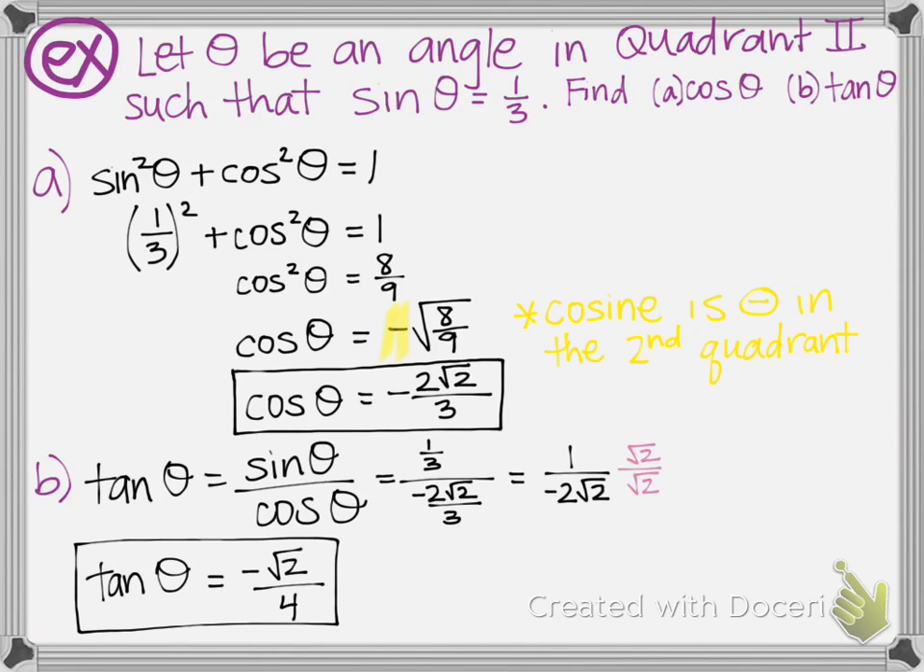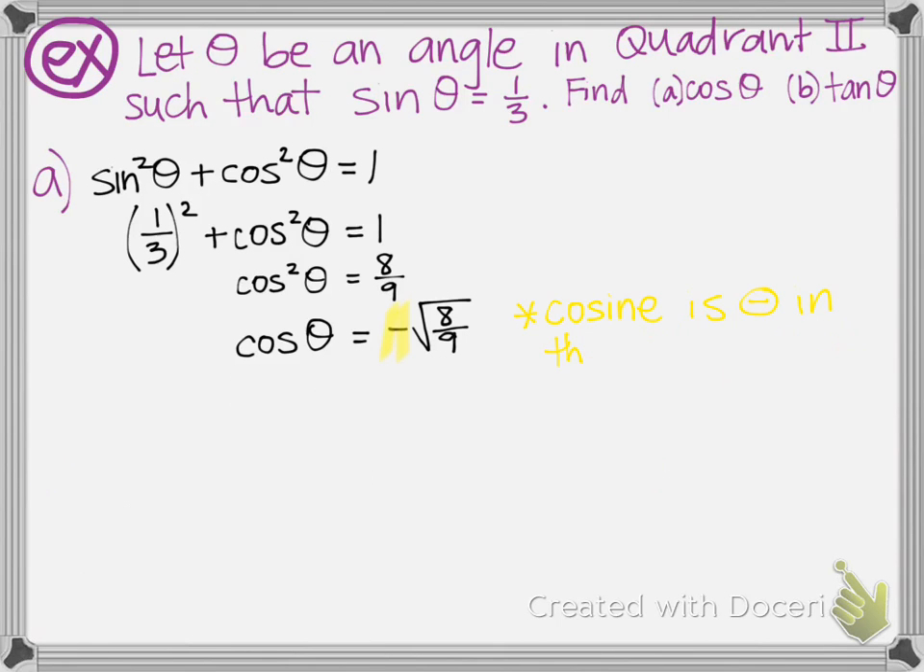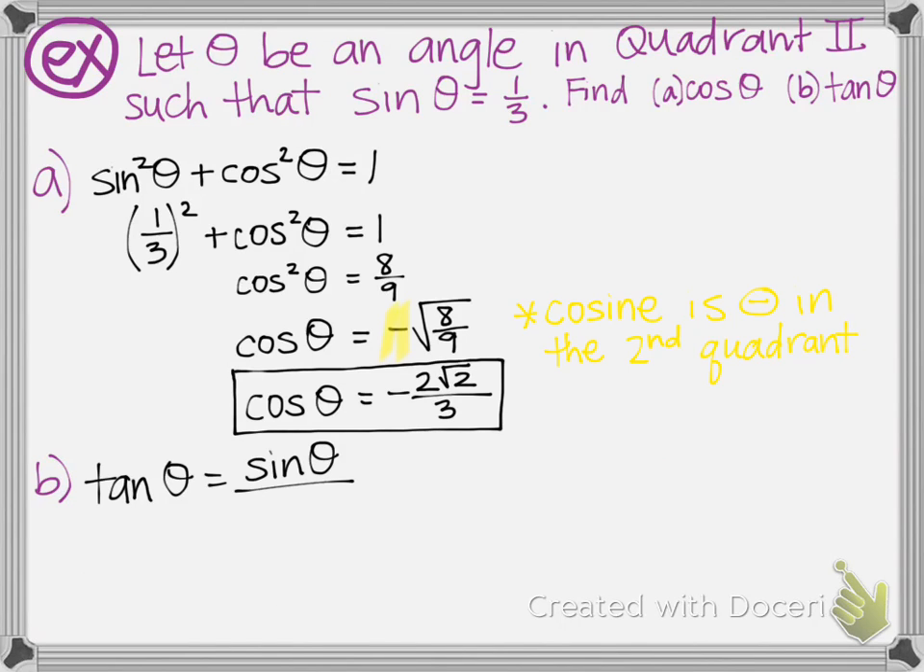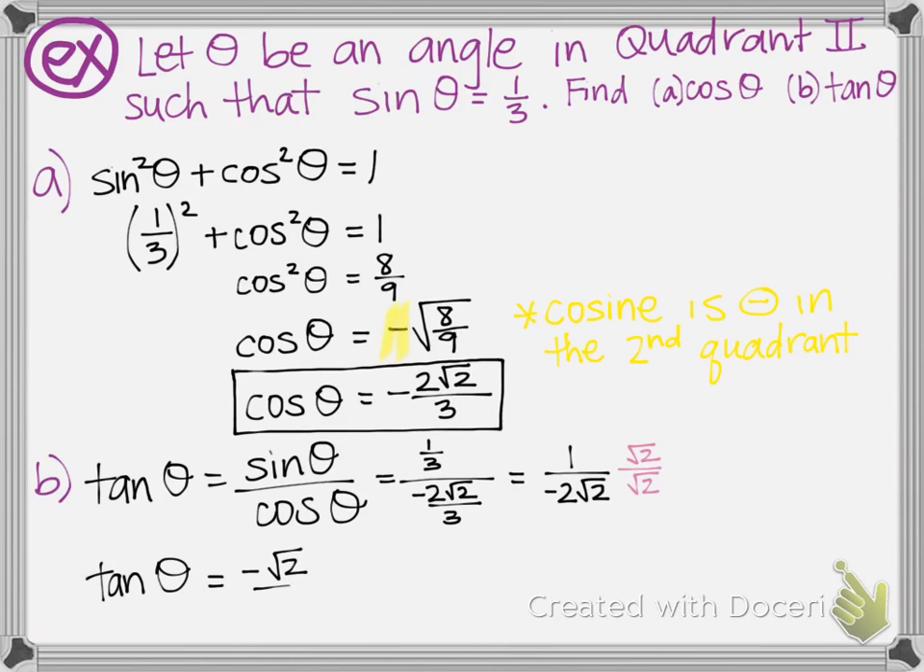Then I could find the tangent by using sine theta over cosine theta. Then I'm just going to simplify this a little bit more. Because they're both being divided by 3, that's how I'm able to get to that point. Lots of times we like to rationalize the denominator, so we're going to multiply top and bottom by the square root of 2. In doing so, I get my final answer to be negative square root of 2 over 4.